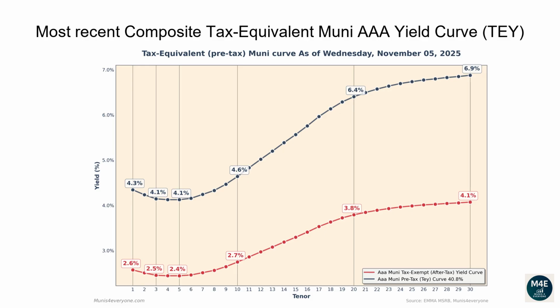The one-year tax-exempt yield is 2.57%, corresponding to a 4.34% tax-equivalent yield for investors in the top tax bracket. The two-year tax-equivalent yield is 4.23%. The 5-year tax-equivalent yield is 4.12%. The 10-year tax-equivalent yield is 4.64%. The 20-year tax-equivalent yield is 6.4%. The 30-year tax-equivalent yield is 6.88%.